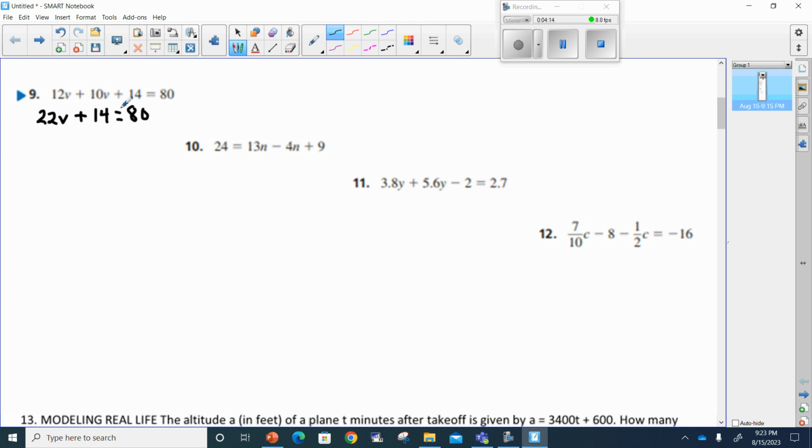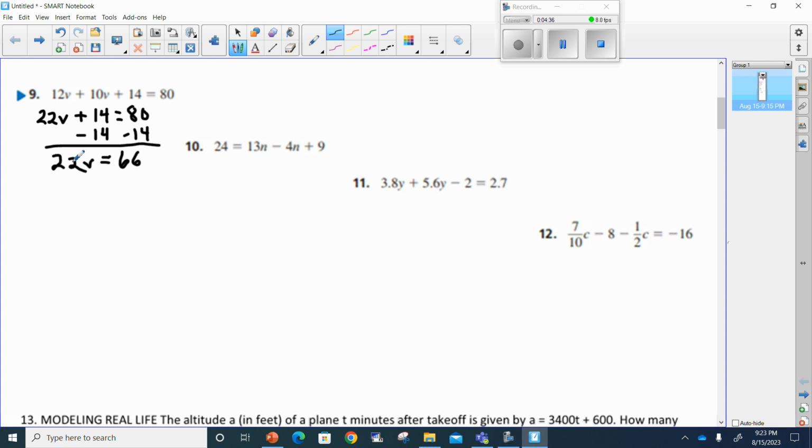Now I'm going to combine like terms on opposite sides. To do that, I will subtract 14 from the side to get rid of it, which means I will subtract 14 from the other side. This leaves me with 22V is equal to 66.